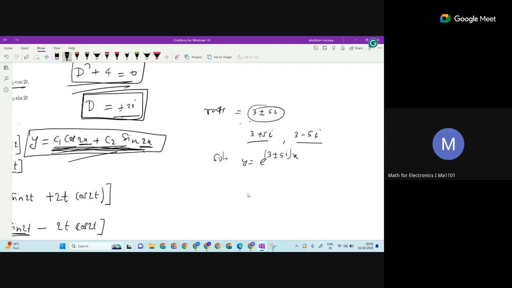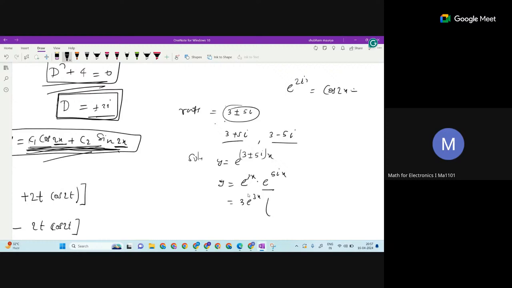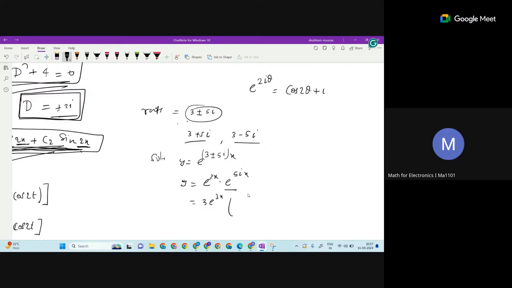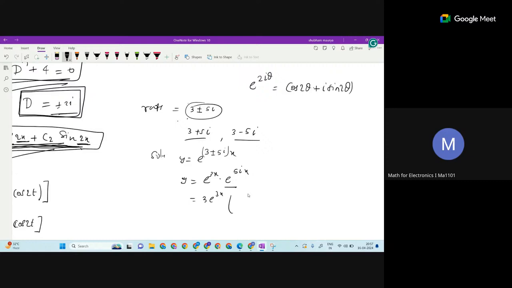You can write this as e power 3x into e power 5ix, right? And here is e power 3x, and this you know, right? If it is e power some 2i something, it could be written as cos 2 theta plus i sin 2 theta, right? In that case, you will assume. So it is the same way. So the root is going to be C1 cos 5x.